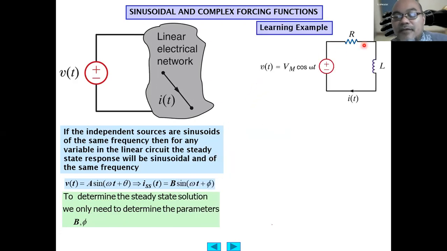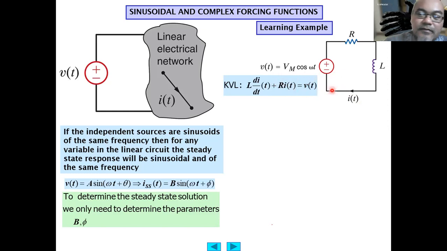For example, here we have an inductive RL circuit connected to v(t) equals Vm cosine omega t. This is an independent source and a sinusoidal function also, but in cosine. Magnitude is Vm. What is i(t) then? So using KVL and the inductance law, we obtain v(t) here equals R i(t), voltage across the resistor, plus voltage across the inductance, which is L di/dt.